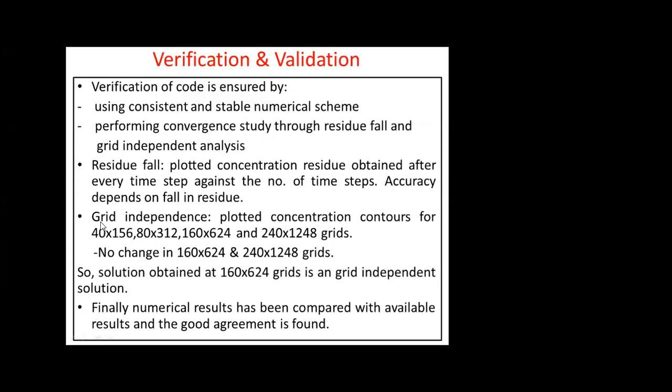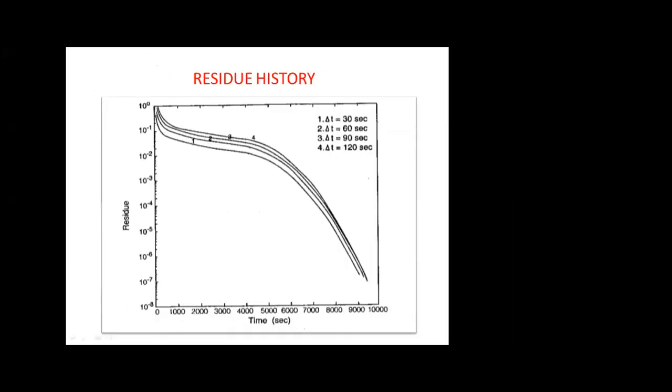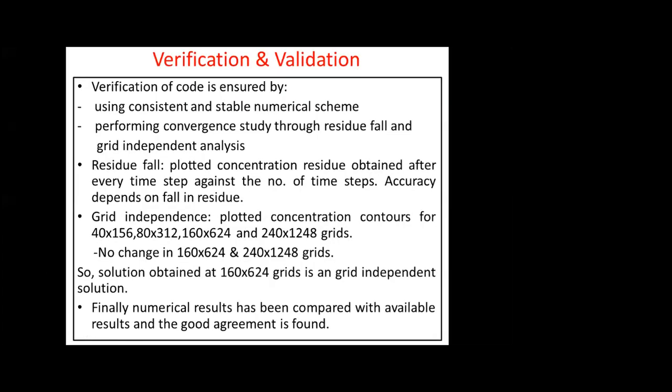And then, very interestingly, this is grid independent. That means we have considered different grids here. First 40 by 156 grid. This is the non-dimensional thing, I mean, exactly in the dimensional way. So 40 by 156, then second, third and the fourth. For this, the contours have been plotted. And here I can show you the residue fall.